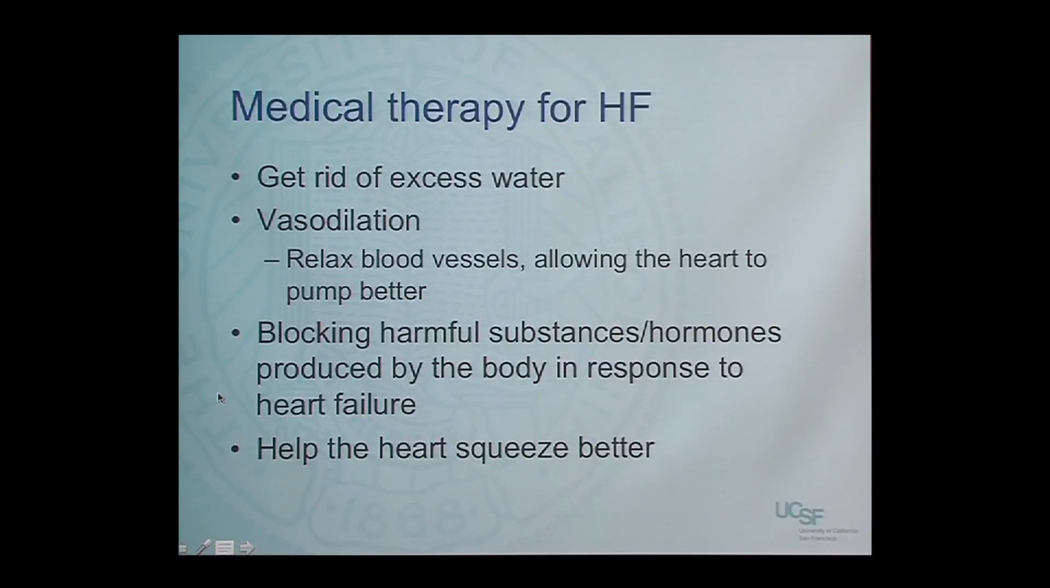Okay, so on to medical therapy. So what are the goals of medical therapy? Well, we want to get rid of excess water and prevent patients from getting too swollen and uncomfortable. We like to use vasodilators. These are medications that relax the blood vessels. So Dr. Janmohamed talked about how in high blood pressure, you really increase the work the heart has to do. Well, if you relax those blood vessels, then you decrease the work the heart has to do, and it can work more efficiently.